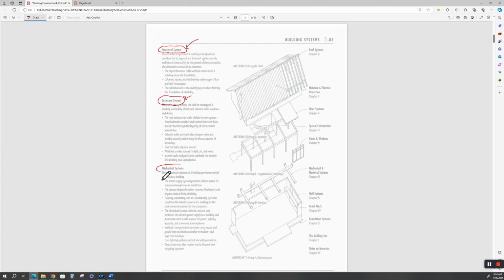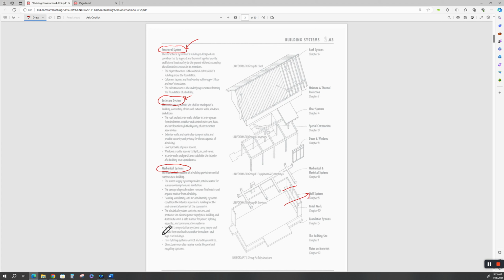Mechanical system. You've got to have a mechanical system. You've got to have plumbing. You've got to bring potable water into the building. You've got to take wastewater out of the building. Toilet systems, where you're going to run your water pipes.